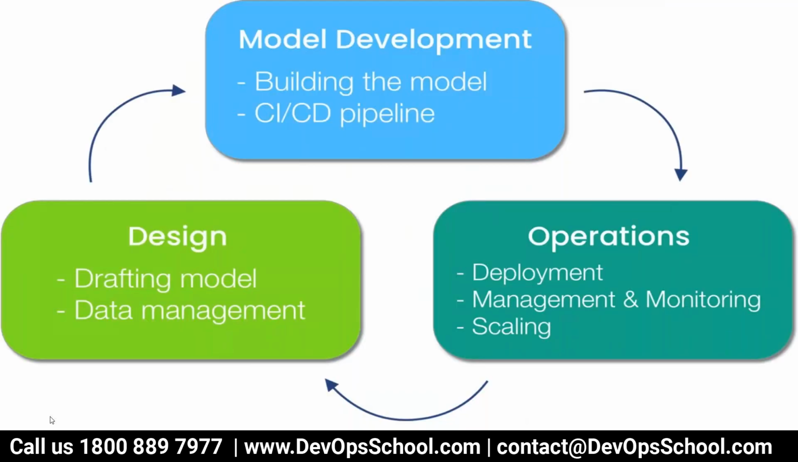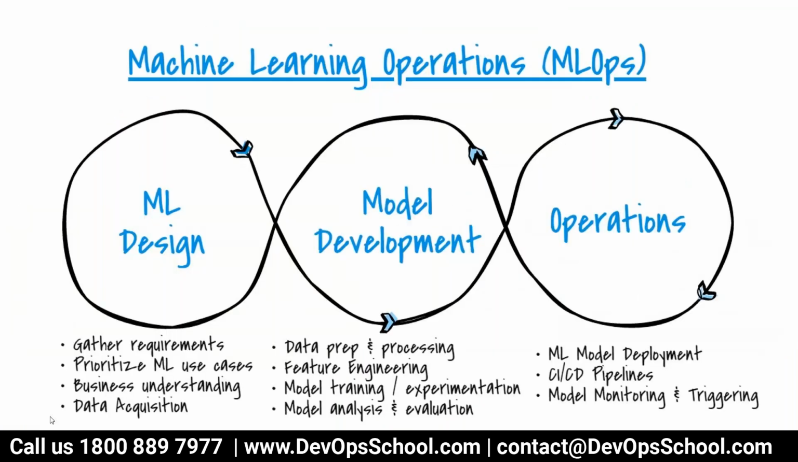Okay, so these are the three things. Model development, what will it include? Building the model and the CI/CD pipeline. So first you do the design, drafting models and data management. After that, you do the model development, which is building the model and the CI/CD pipeline. And after that, deploy the model, manage, monitor, and scale the model operations. So these are the three things which come under MLOps. So machine learning operations include ML design, ML model development, and operations.